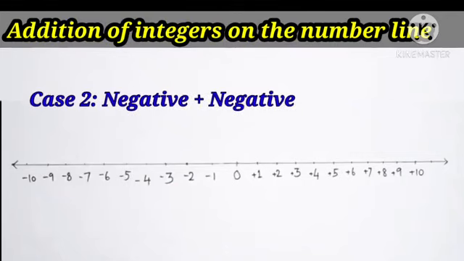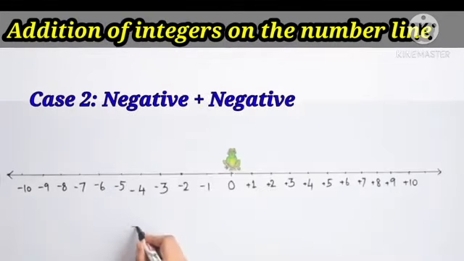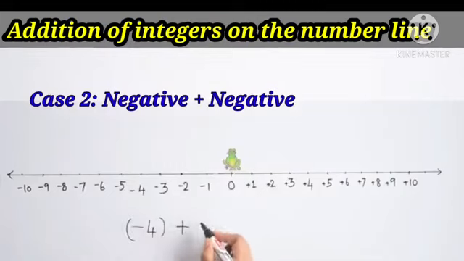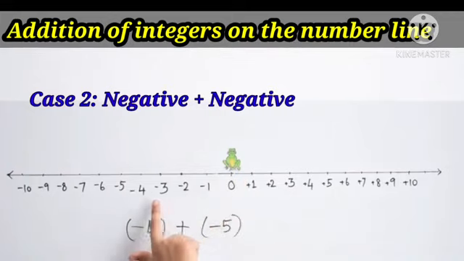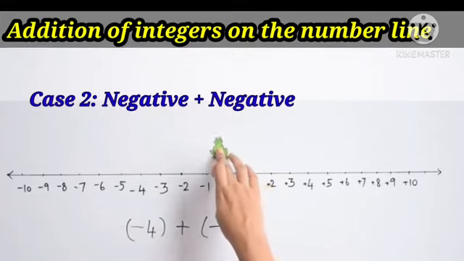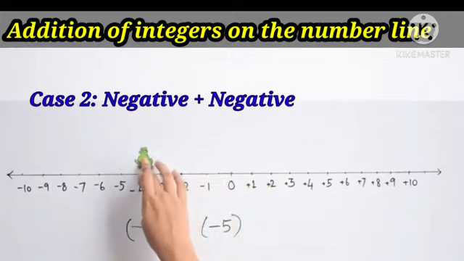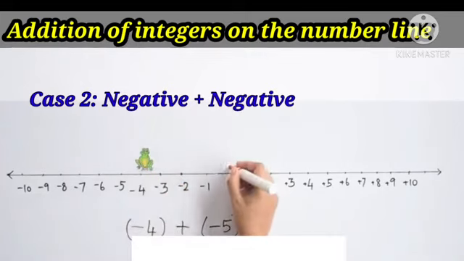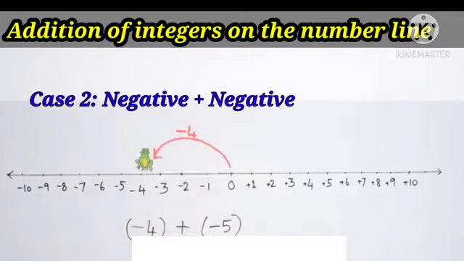Children, now let us see how to add two negative integers on the number line. Let us take an example, negative 4 plus negative 5. Let us take the help of frog again. Negative 4 means the frog has to move 4 steps to the left. That is 1, 2, 3, 4. Now the frog lands at minus 4.